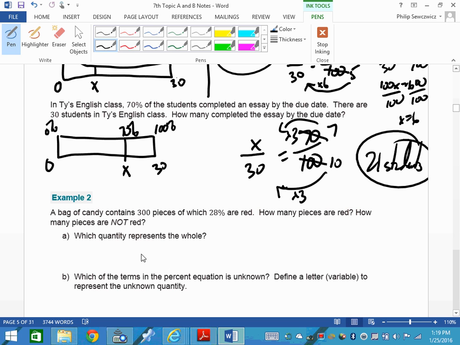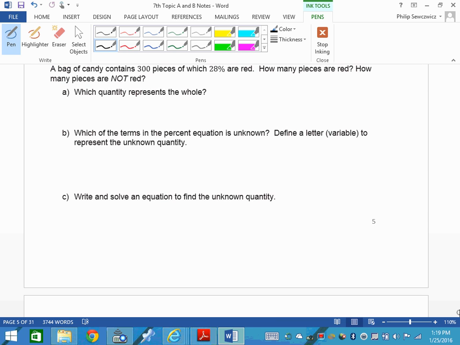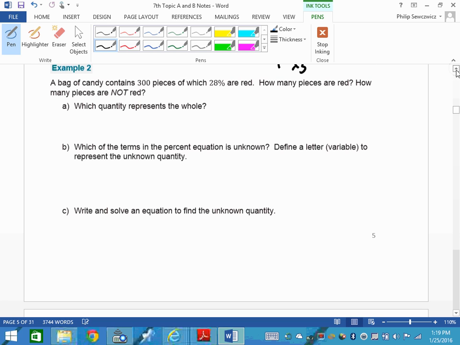All right, so example number 2 here. A bag of candy contains 300 pieces, of which 28% are red. How many pieces are red? How many pieces are not red? Okay, so which quantity represents the whole amount there? Quantity is the amount. Yeah, it's the bag of candy, and it says it contains 300 pieces. So it's a 300. Which of the terms in the percent equation is unknown? Again, I know they've used a percent equation there. Which of the terms is the unknown.